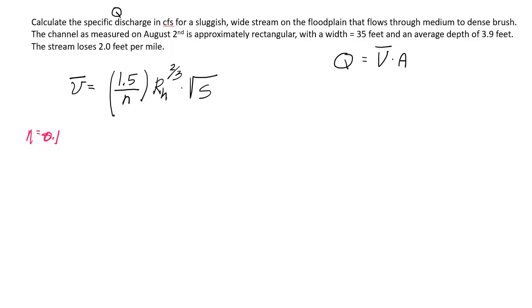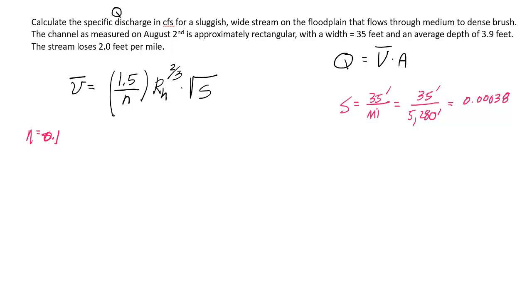Let's do our stream slope here. The slope is the change in elevation divided by the distance. So it drops 35 feet per mile, and you have to know how many feet are in a mile. I happen to know that by heart. So it's 35 feet per 5,280 feet, and that's just a division, and that turns out to be 0.00038.